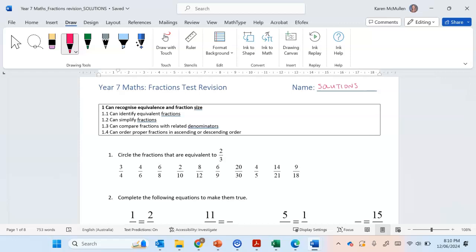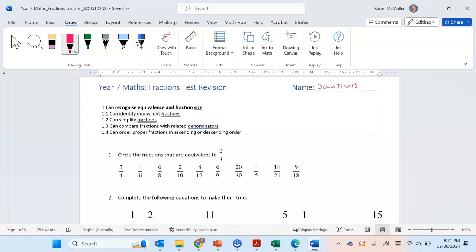As we work through this sheet, I encourage you to pause at any time and have a go at the questions. I'm not going to do every single question because I'm sure you don't want to listen to me for probably 2 hours. So I'll do just a little bit from each question, but please make sure you're actually doing it on your own as well.